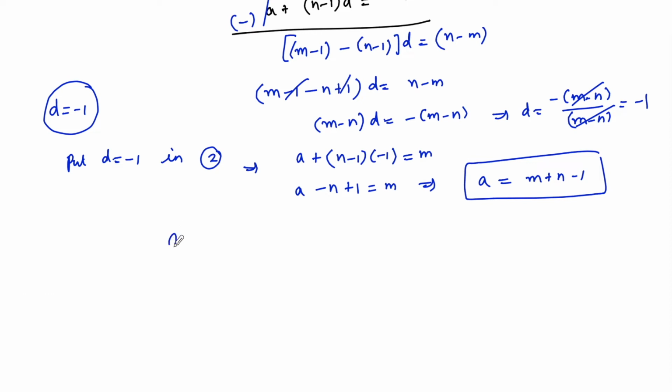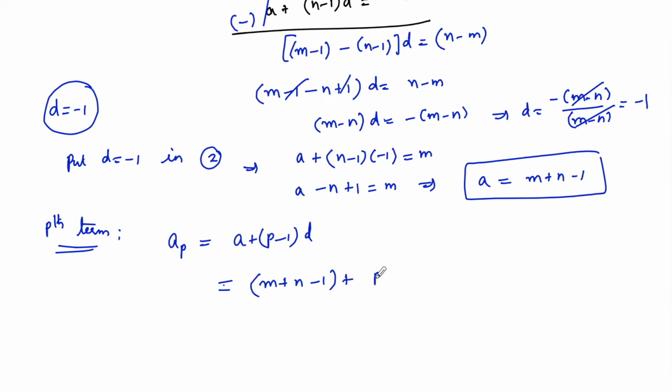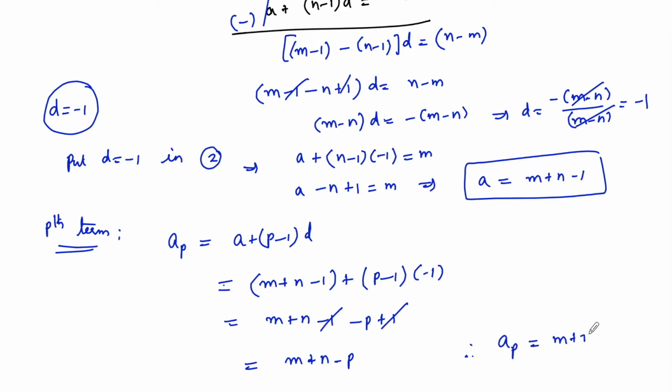So let us consider the AP, whose pth term is a plus p minus 1 into d. The first term a is m plus n minus 1, plus p minus 1 into the common difference, which is minus 1. On simplifying, m plus n minus 1 and p minus 1 into minus 1 gives minus p, and minus of minus is plus 1. So we can cancel here and we get the answer m plus n minus p. Therefore the pth term is nothing but m plus n minus p.